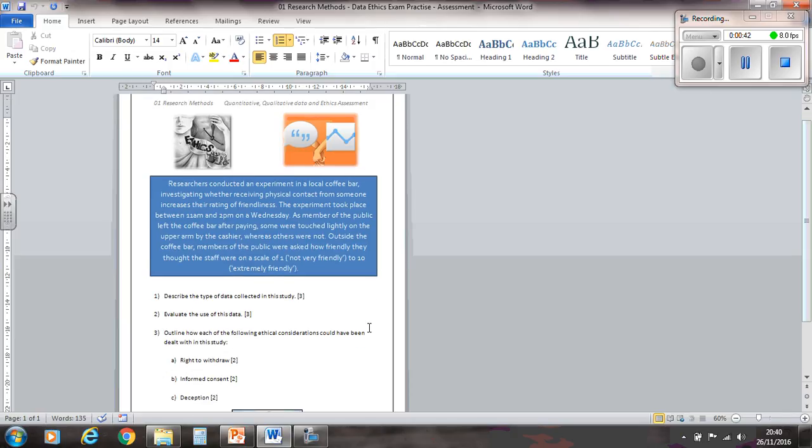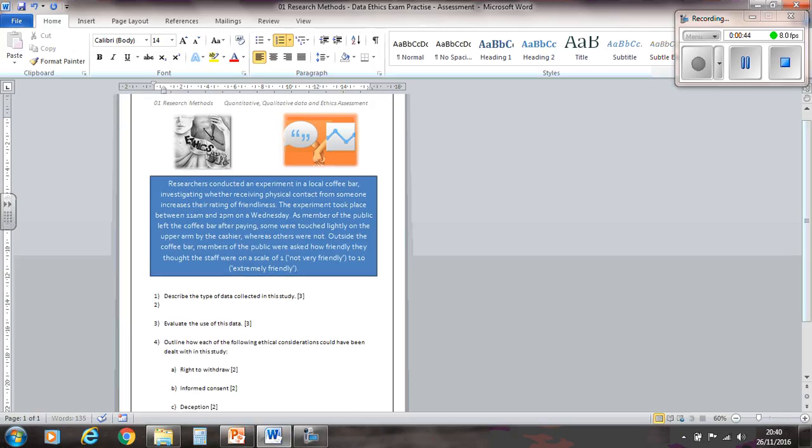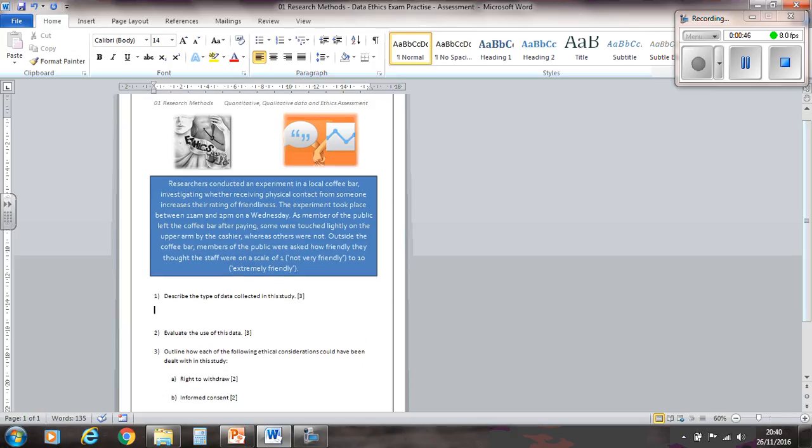So the question says, describe the type of data collected in the study. So the data that's being collected is always the DV, the thing that's being measured. So the thing that they've measured here is how friendly they think the staff are. And they're doing it on a numerical scale of 1 to 10, so therefore it's quantitative data. So you would probably answer the question by recycling a little bit of it.